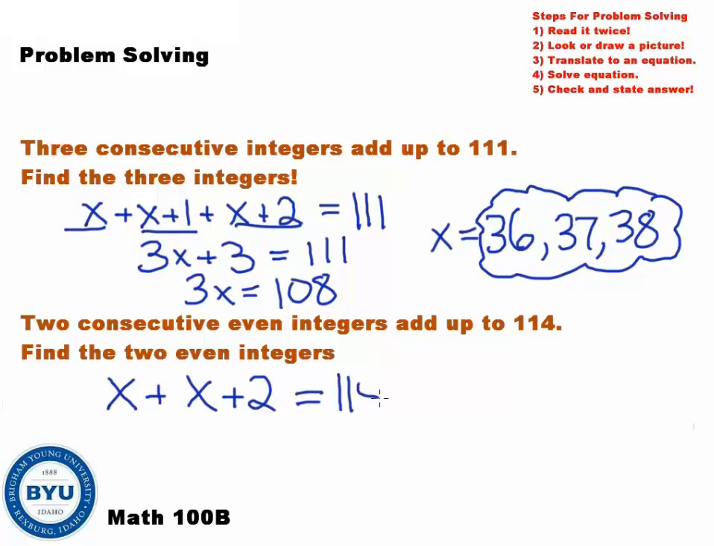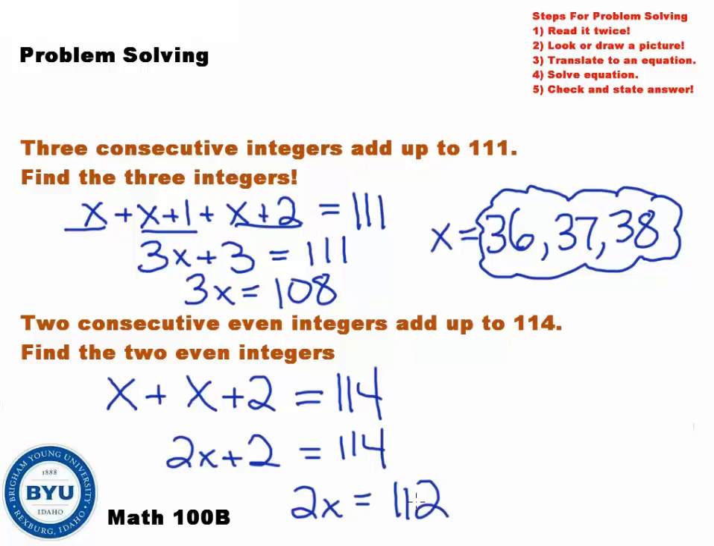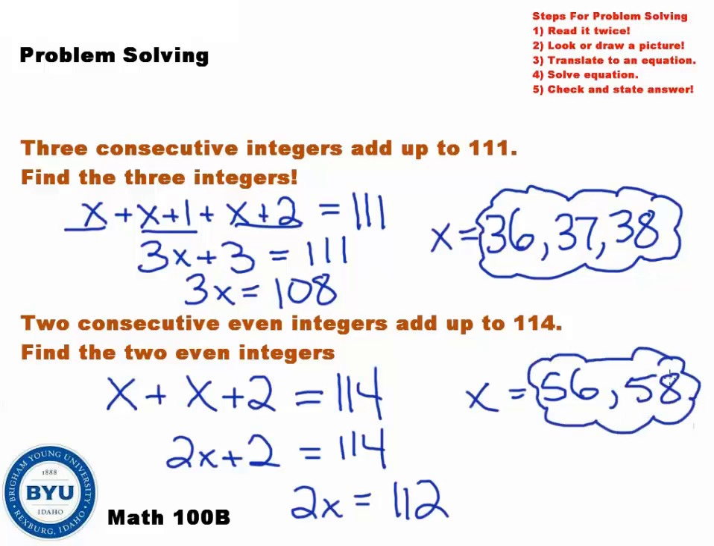That adds up to 114. We combine the like terms. We get 2x plus 2 equals 114. Subtract the 2 over. We get 112. 112 divided by 2 is 56. So the first even integer is 56. The next even integer would be 58. That's how you do problems with consecutive integers or consecutive even and odd integers.